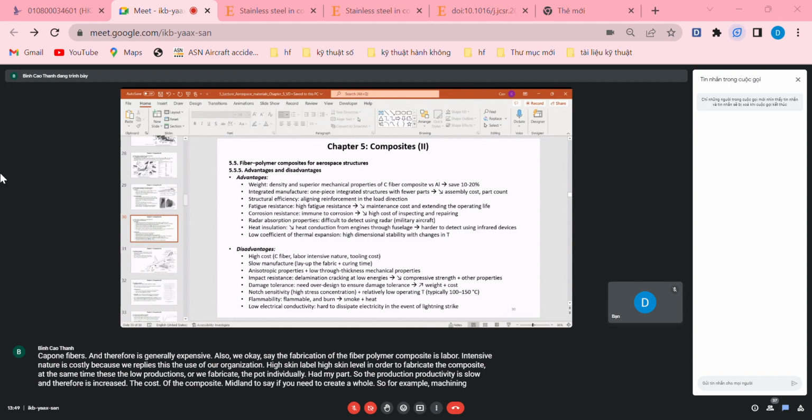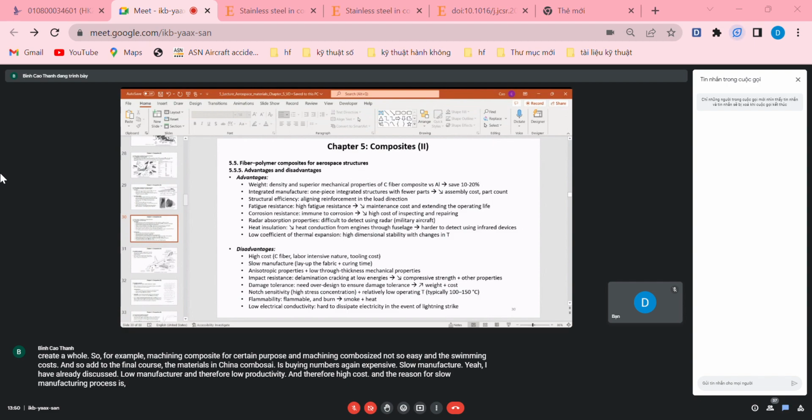Needless to say, if you need to create a hole, for example, machining composite for a certain purpose, machining composite is not so easy, and the tooling cost can also add to the final cost of the materials. So in general, buying composite is expensive. Slow manufacture, I have already discussed, and therefore low productivity and therefore high cost.